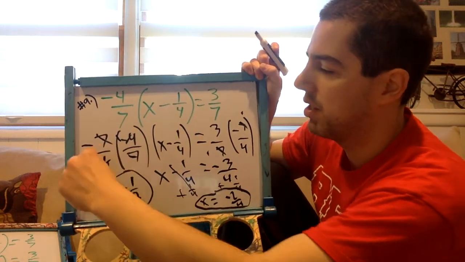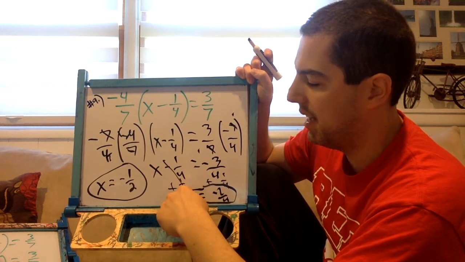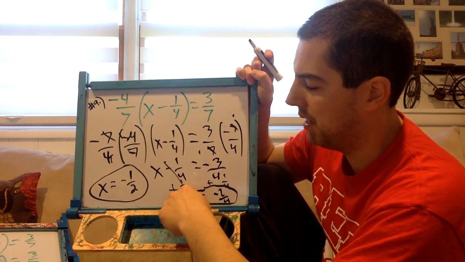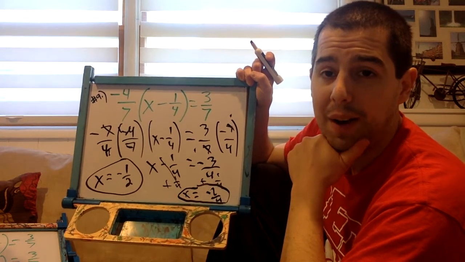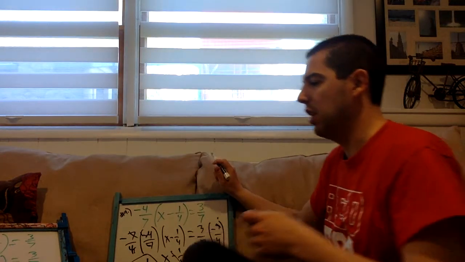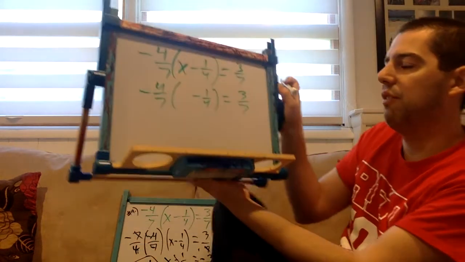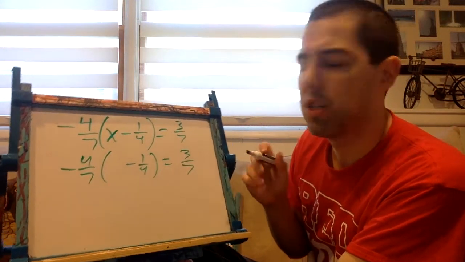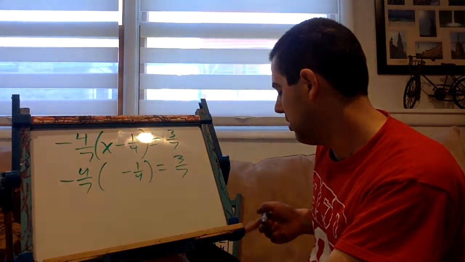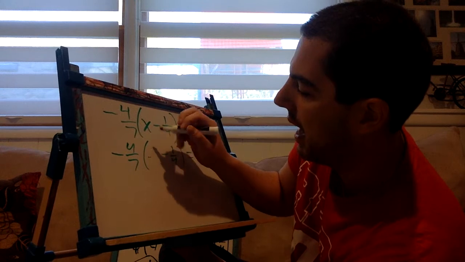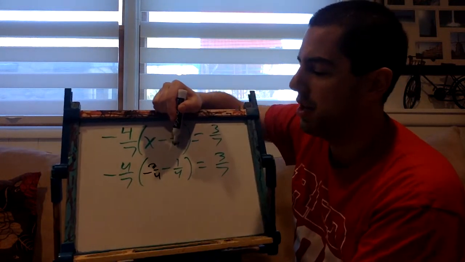Okay, I multiplied by the reciprocal, -7/4 on both sides. Then I added the opposite, 1/4 on both sides, to isolate the variable. Now I need to check it. So here's my check step. I'm going to plug that -1/2 in. But if I'm really being smart, I know I need a common denominator, so I'm not going to use the -1/2. I'm actually going to use the -2/4 that I got the first time. So I have -2/4 minus 1/4.